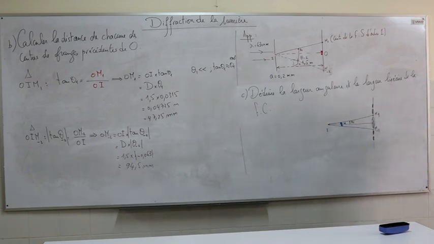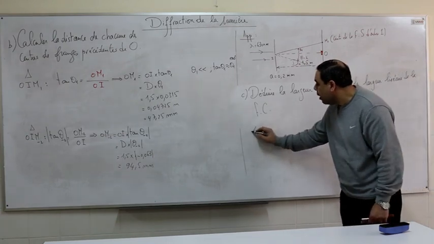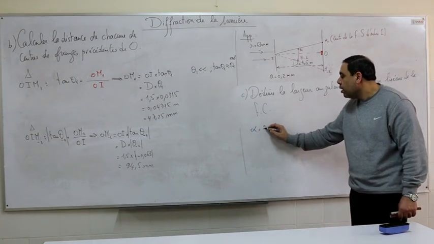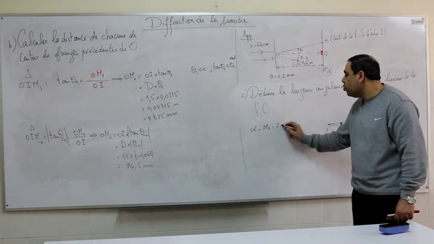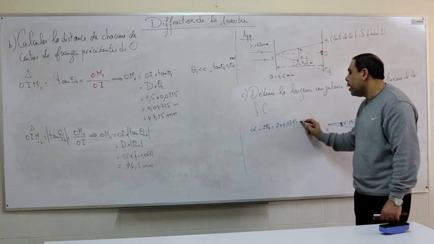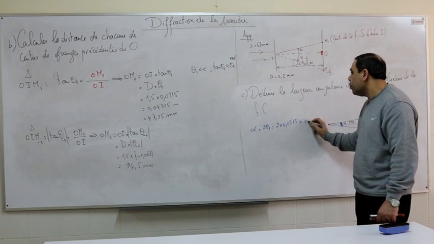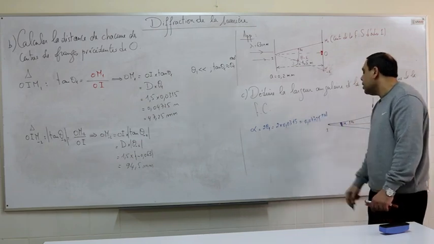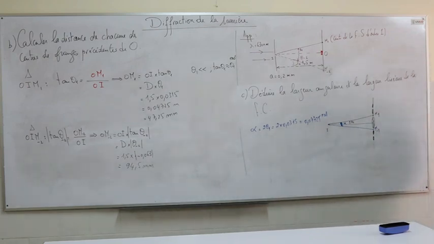So to determine alpha, and by symmetry of the figure, alpha is equal to 2 theta 1, which is equal to 2 times 0.0315. The answer is 0.04725 radians. This is the angular width of the central fringe.